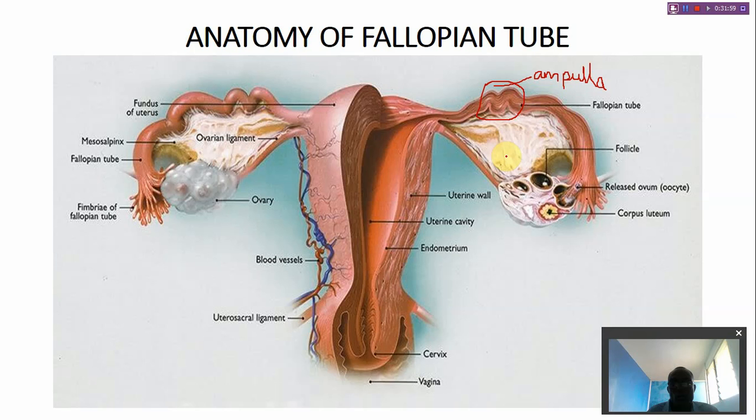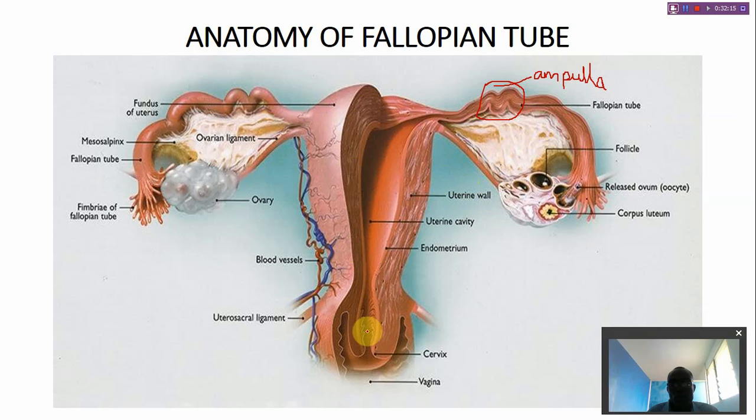And this is the mesovarium. This is the mesosalpinx. And here is the broad ligament. That's the fundus of the uterus. So this is a clear cross section of the uterus.